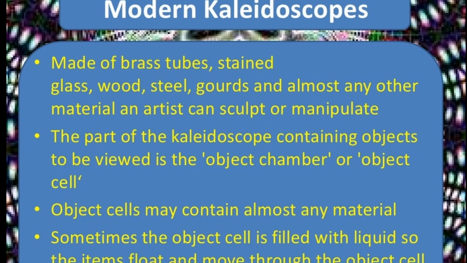Now, what is a modern kaleidoscope? A modern kaleidoscope is made up of brass tube, stained glass, wood and almost any other material an artist can sculpt or manipulate. The part of the kaleidoscope containing the object to be viewed is the object chamber or object cell. Object cells may contain almost any material. Sometimes the object cell is filled with liquid, so the items float and move through the object cell with slight movement from the person viewing.